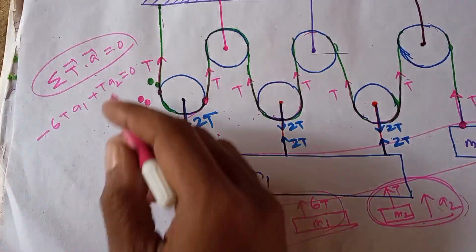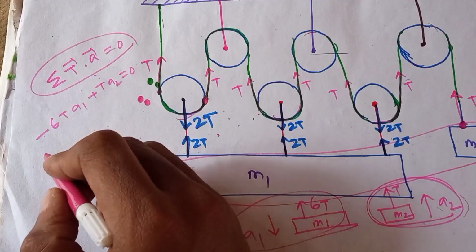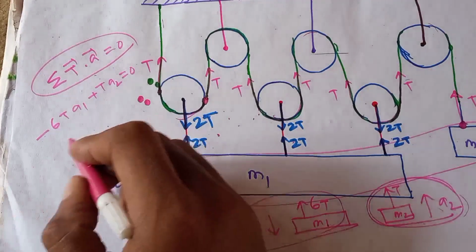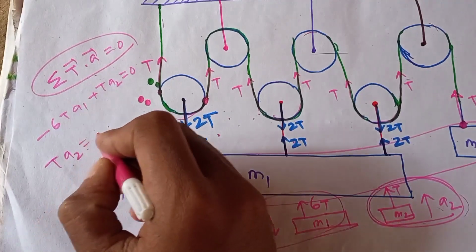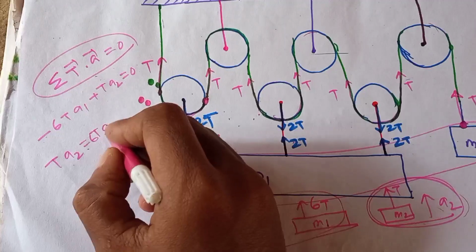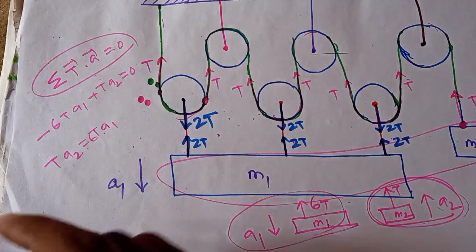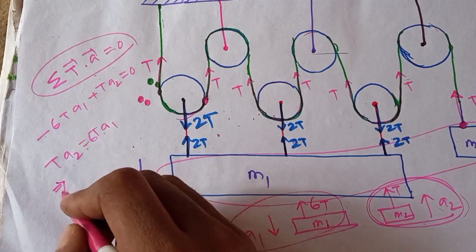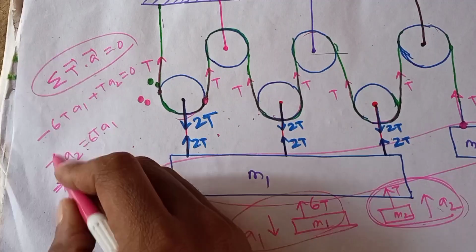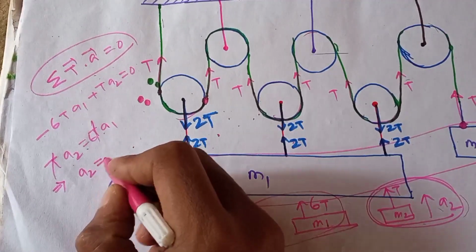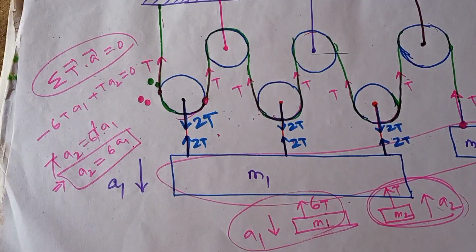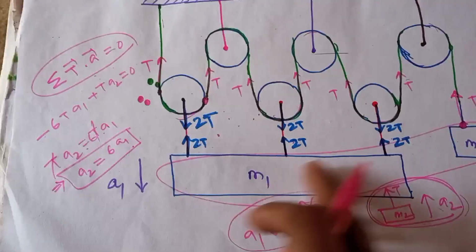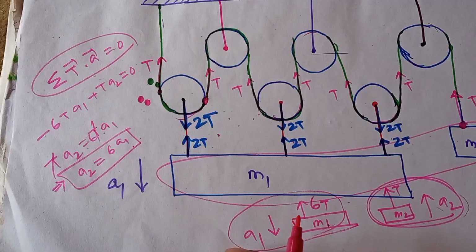So from that, T times a2 equals 6T a1. The T's get cancelled out, so a2 will be 6 times a1. This is the relationship between the accelerations of these two blocks. You can apply the same concept to any kind of complicated pulley block problem.